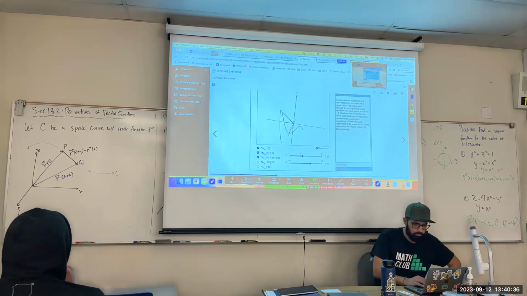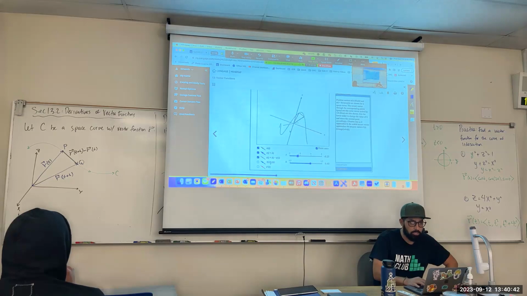Can you guys see that? It's a little small because it's on the curve. Maybe let me go like this. You guys can see it. Okay, there's the difference vector right there.